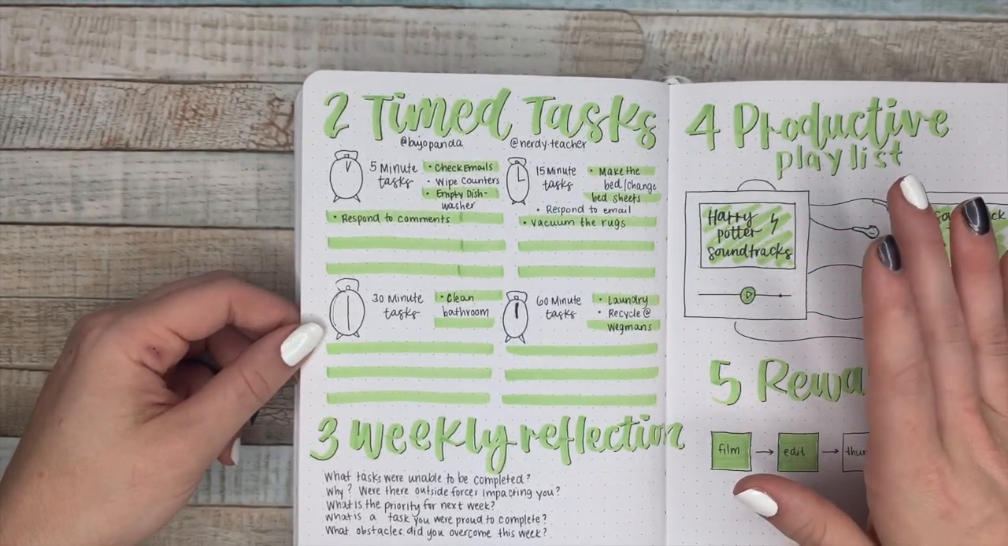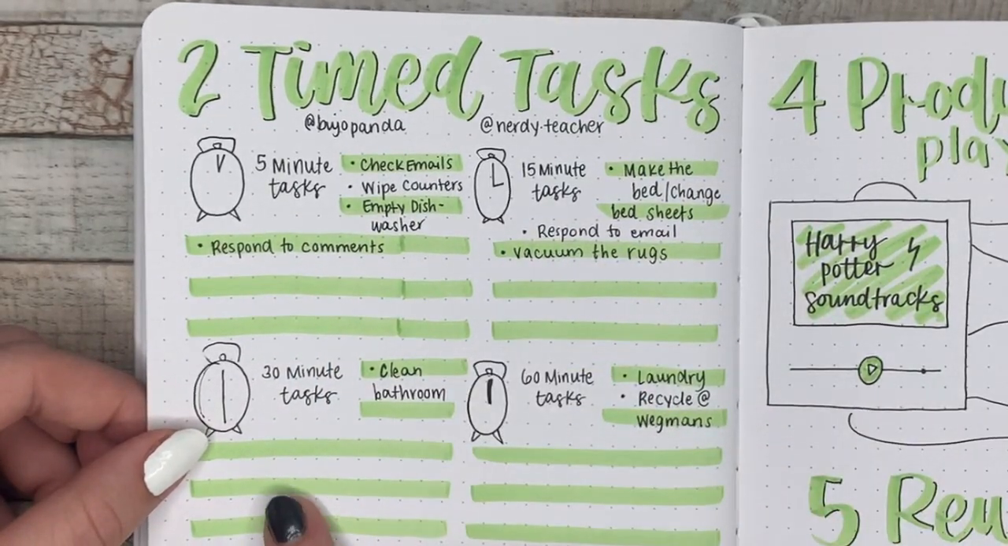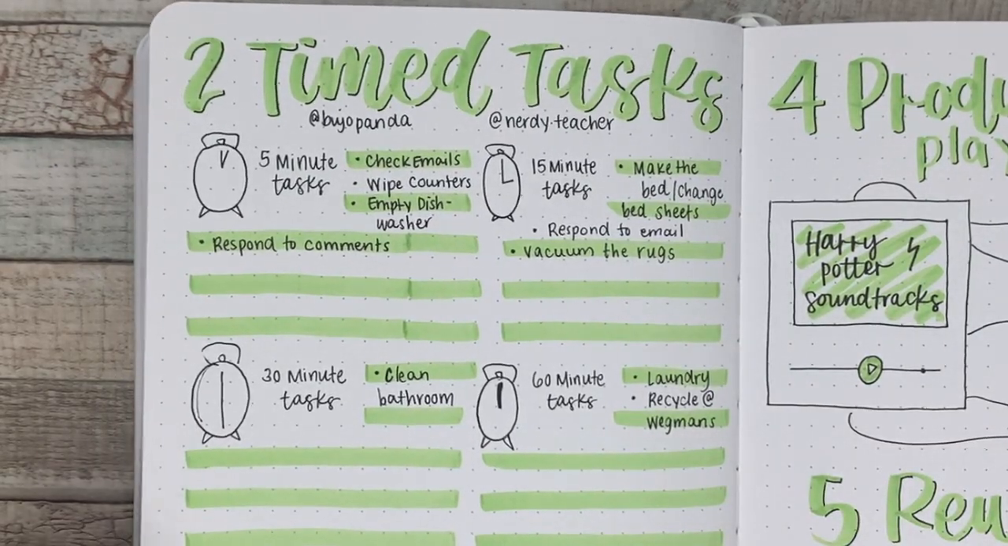So that's the idea behind this, is just creating a list of things like 5-minute tasks, 15-minute tasks, 30-minute tasks, 60-minute tasks. And you can break that down even more.